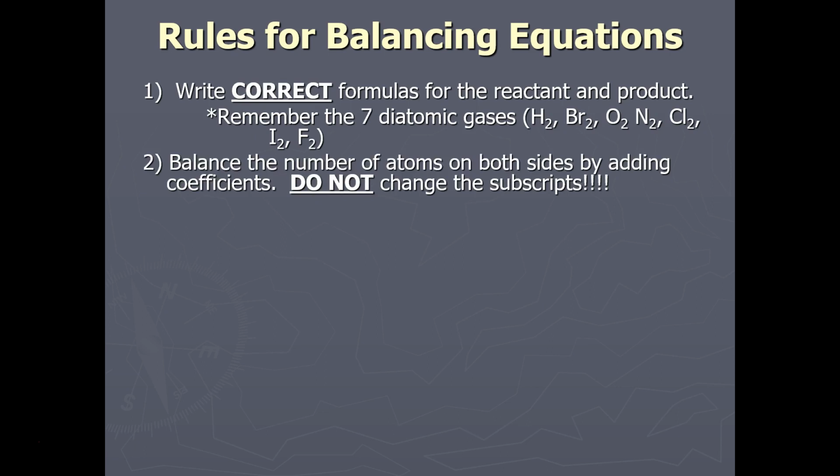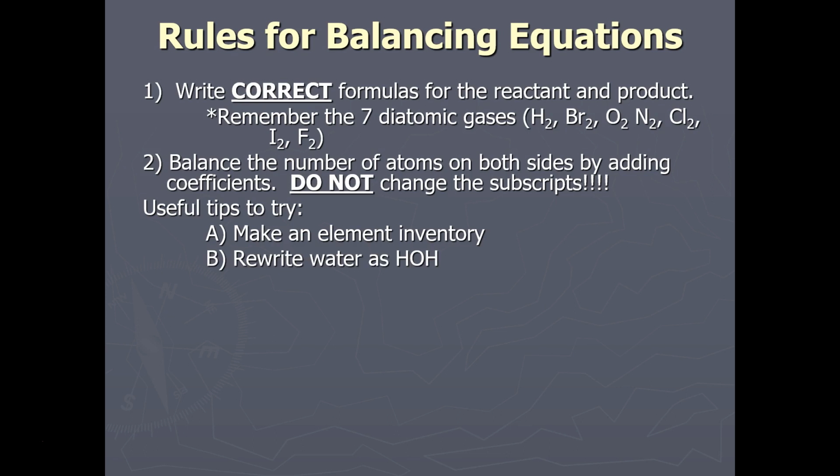You're going to balance the number of atoms on both sides by adding coefficients. Once again, do not change the subscripts. Some useful tips to try: make an element inventory. I like to keep track by listing out all the elements I have on each side and keeping track of how many I have on each side. It might help you to rewrite water as HOH to help you keep track.